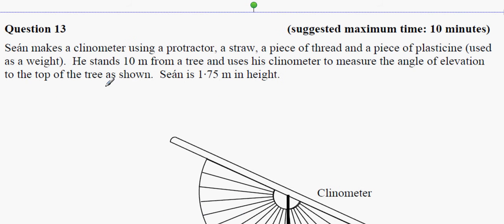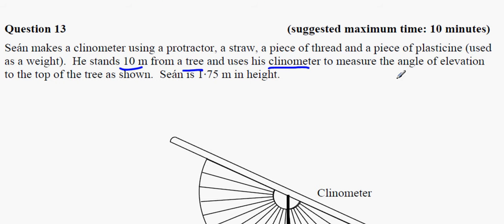Sean is making a clinometer using a protractor, a straw, a piece of thread, and a piece of plasticine used as a weight. He stands 10 meters from a tree, uses the clinometer to measure the angle of elevation to the top of the tree as shown. Sean is 1.7 meters high.